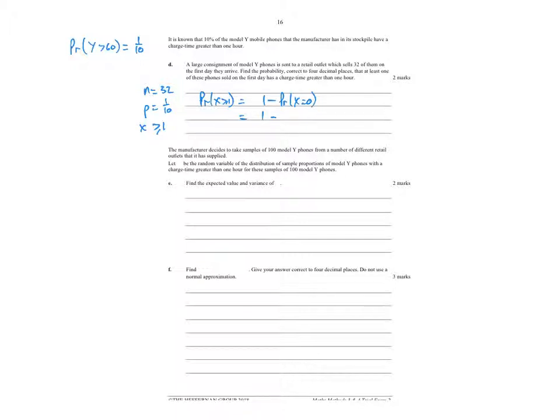well, we can use our CAS here and still get a decimal. So 32C0. Probability of success is 1/10. Probability of failure is 9/10. So it's just 1 minus 9/10 to the power of 32, which is equal to 0.9657 to 4 decimal places, so that's fine.